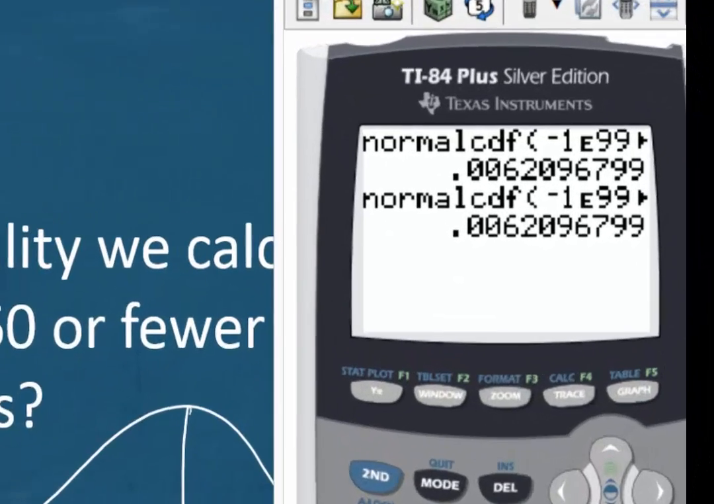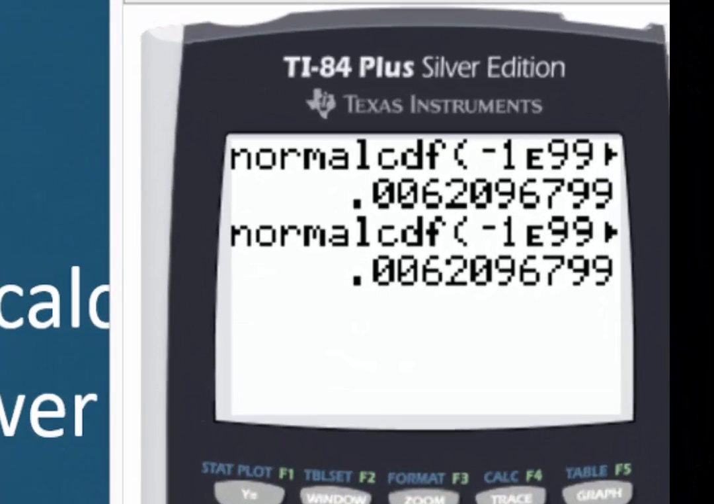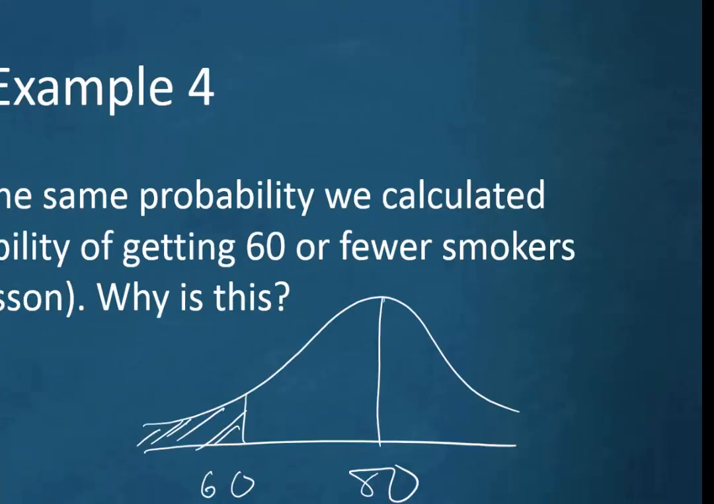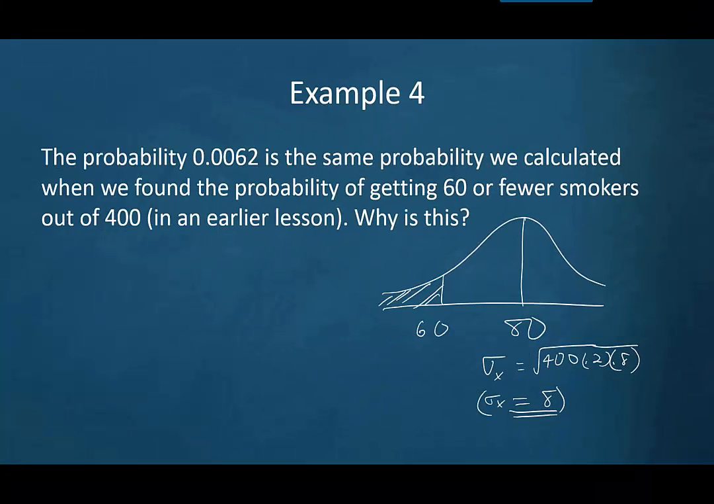And look what we get. We get exactly the same value. Again, should be no surprise. If I convert all these to proportions, I'm basically just dividing each of these by my n.